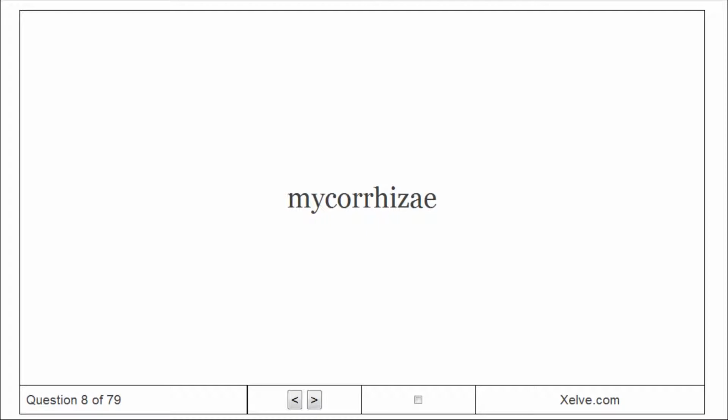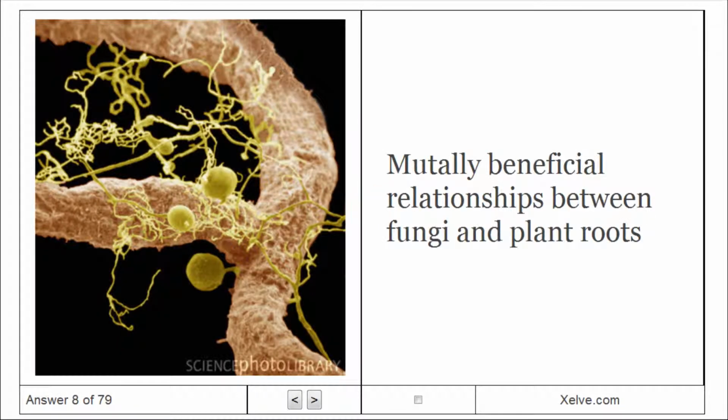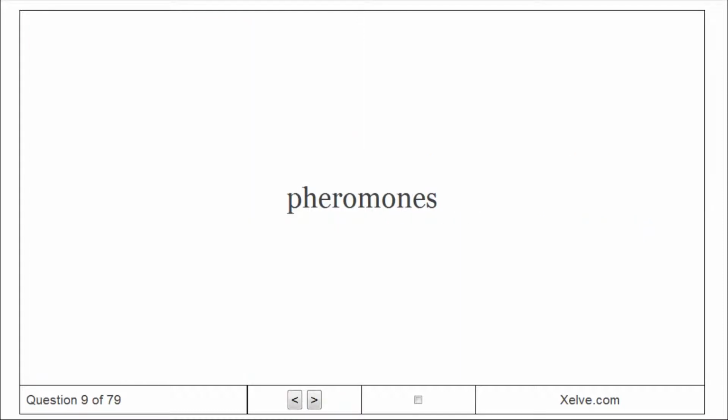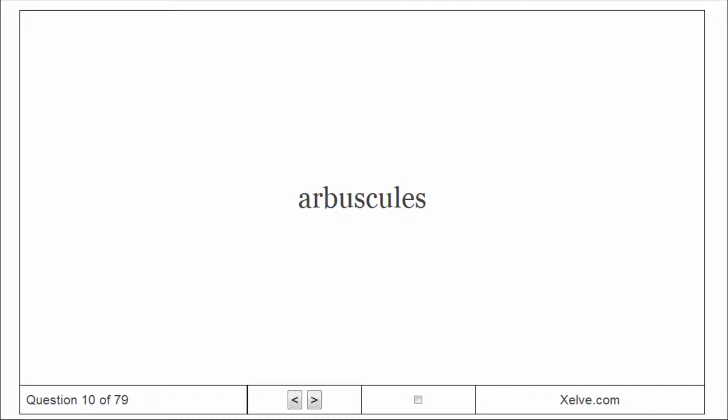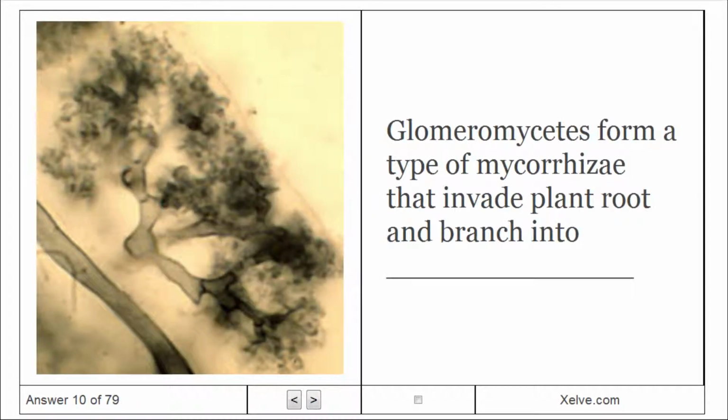Mycorrhiza. Mutually beneficial relationships between fungi and plant roots. Pheromones. Sexual signaling molecules released from hyphae during sexual reproduction that allow different mating types to fuse. Arbuscules. Glomeromycetes form a type of mycorrhizae that invade plant root and branch into arbuscules.